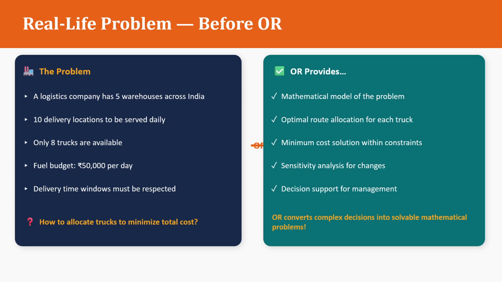So let's begin. Suppose you are the manager of a logistics company and you have 5 warehouses, 10 delivery locations, limited trucks, limited fuel, and a fixed budget. Now the question is, how do you decide which warehouse should serve which location? How do you minimize the transportation cost while ensuring timely delivery? If you simply rely on guesswork, there is a very high chance of making wrong decisions. So operations research provides a systematic and scientific way to solve such problems.